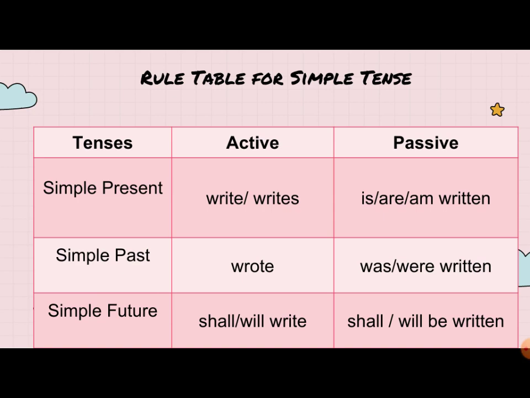Here I have taken an example of the verb write. Simple present, when the verb is write or writes, it becomes is, are, am plus the past participle form, which for write is written. Simple past, wrote, will change into was or were written. Future tense, shall or will write, will be changed into shall or will be written. Dear children, please write the rule table in your grammar notebook. I will explain to you in detail in the next video.